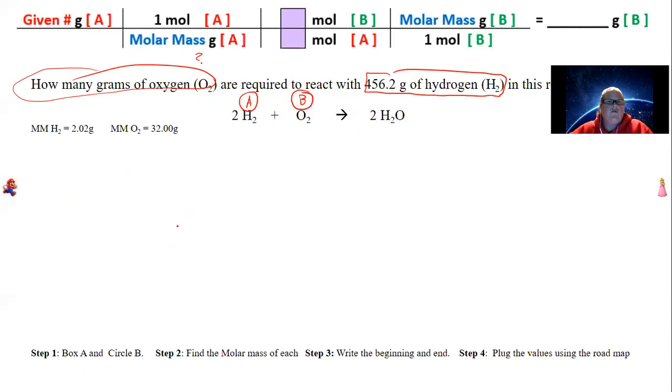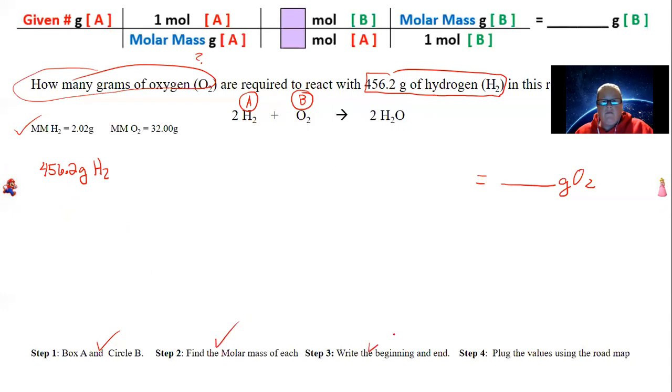We're always interested in two substances and we're not worried about anything else. Step 2, find the molar mass of each. I found that and included it to save time. Step 3, write the beginning and the end. 456.2 grams of hydrogen. We have to include the formulas. In the end, we're looking for grams of O2.